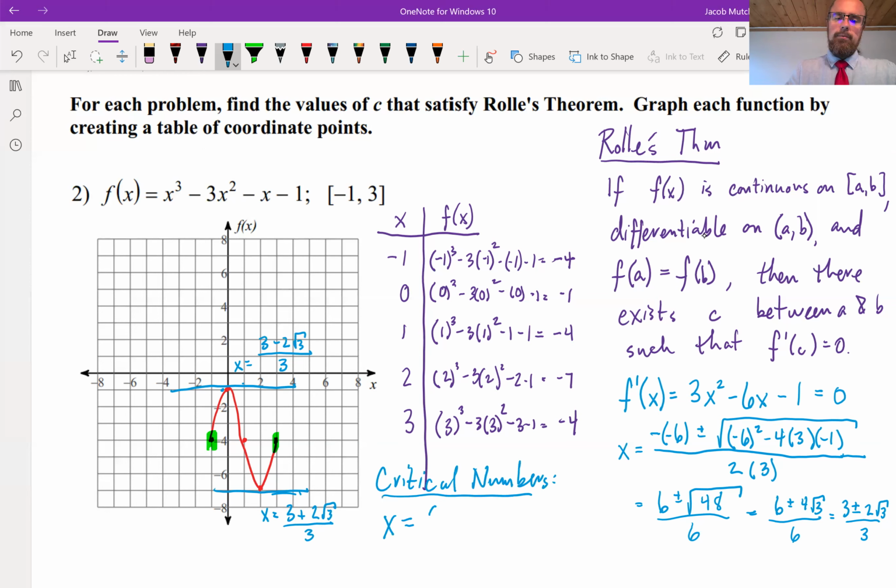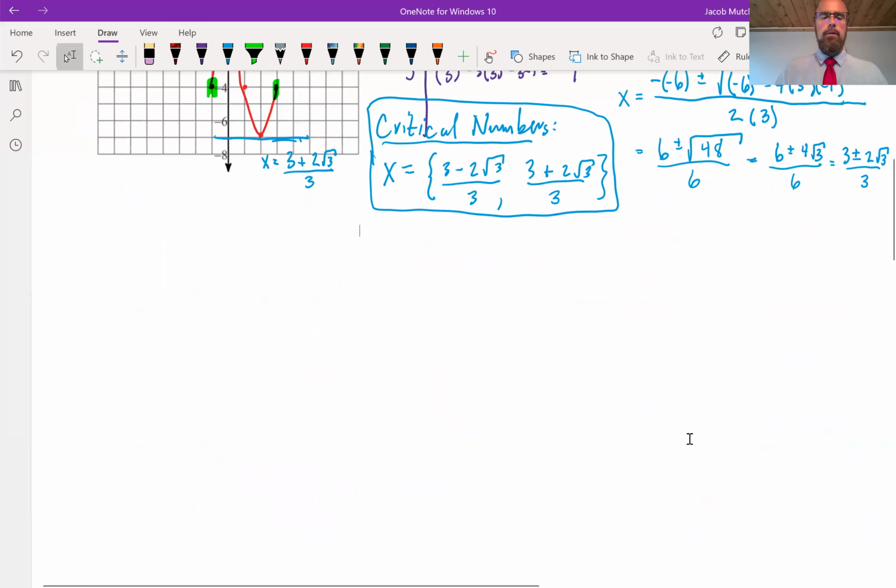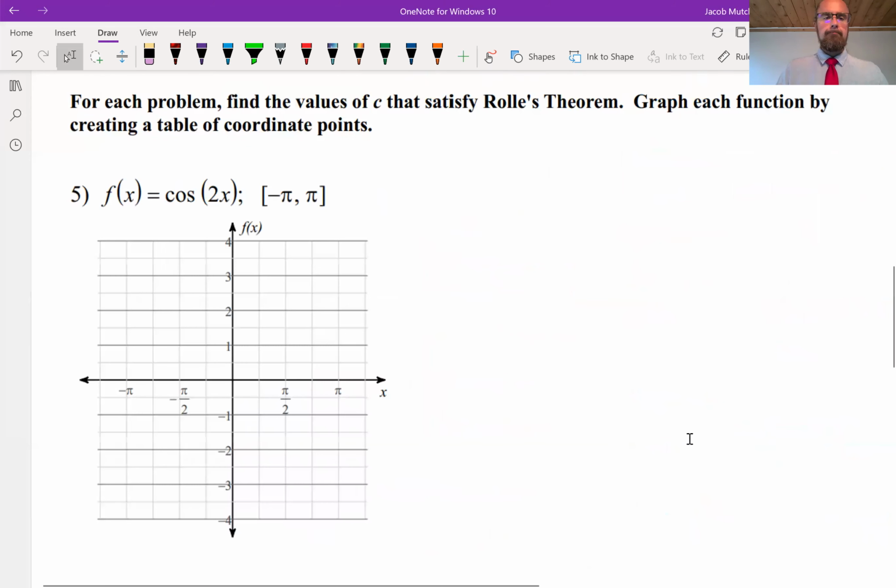And those are going to be, we could list them in a set as 3 minus 2 square root of 3 over 3 and 3 plus 2 square root of 3 over 3. So that first example was an instance where we were able to apply Rolle's theorem to a cubic, a polynomial function. Our second example is a trigonometric function.